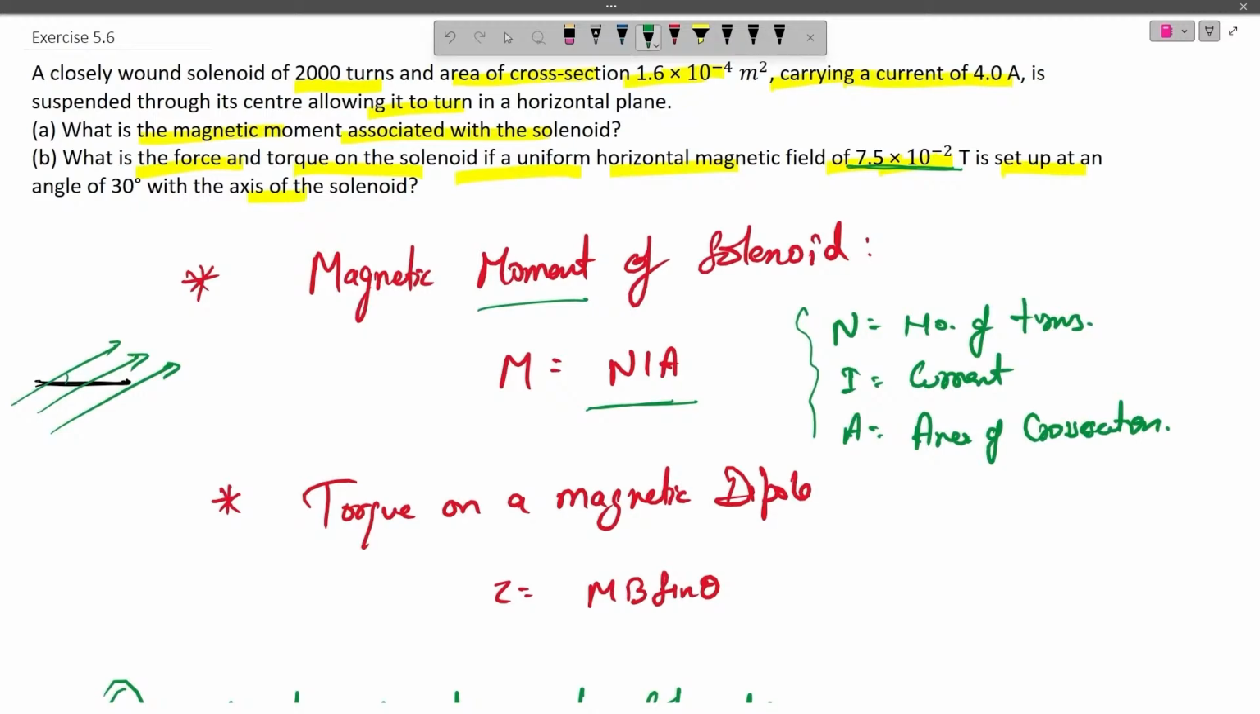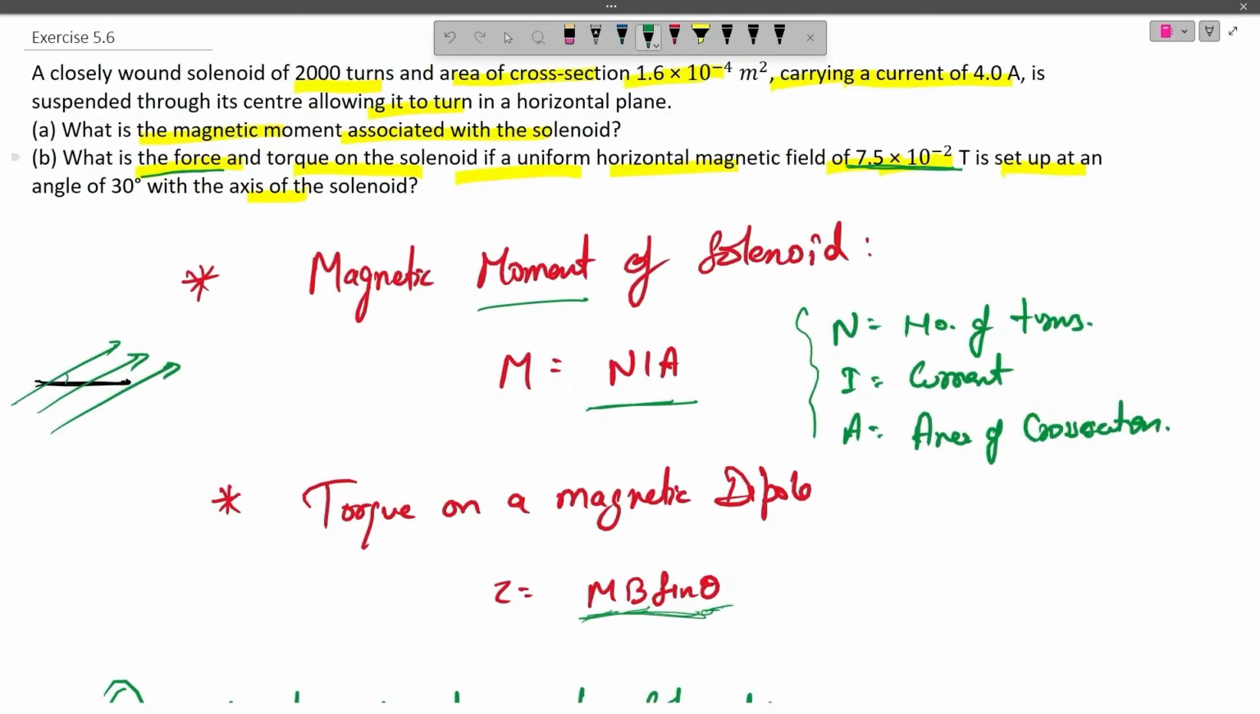The second question asks what is the force and torque on the solenoid when this magnetic field is set up. Torque on the magnetic dipole is given by mB sin theta, where m is the magnitude of magnetic moment, B is the magnitude of magnetic field, and theta is the angle between the magnetic moment and the magnetic field, and here theta equals 30 degrees. We also need to tell what is the force on the solenoid.